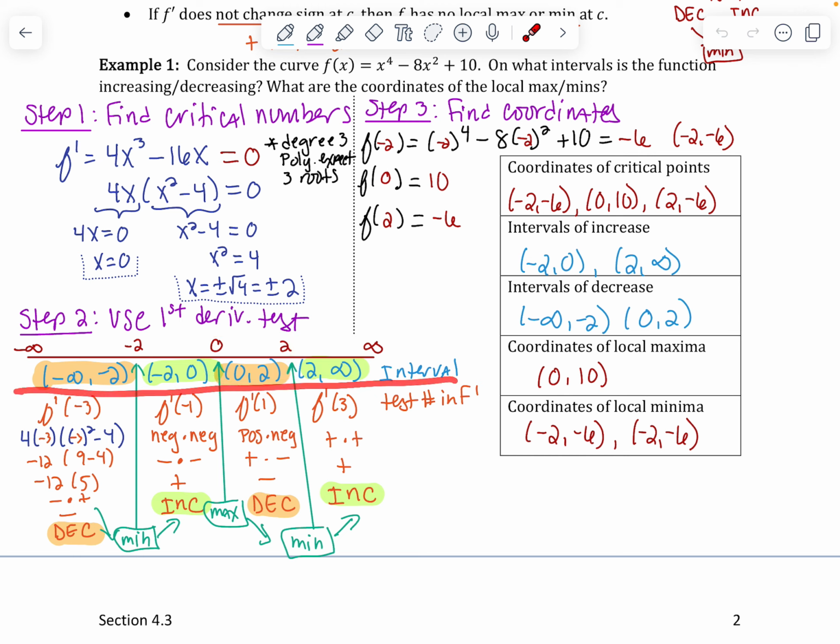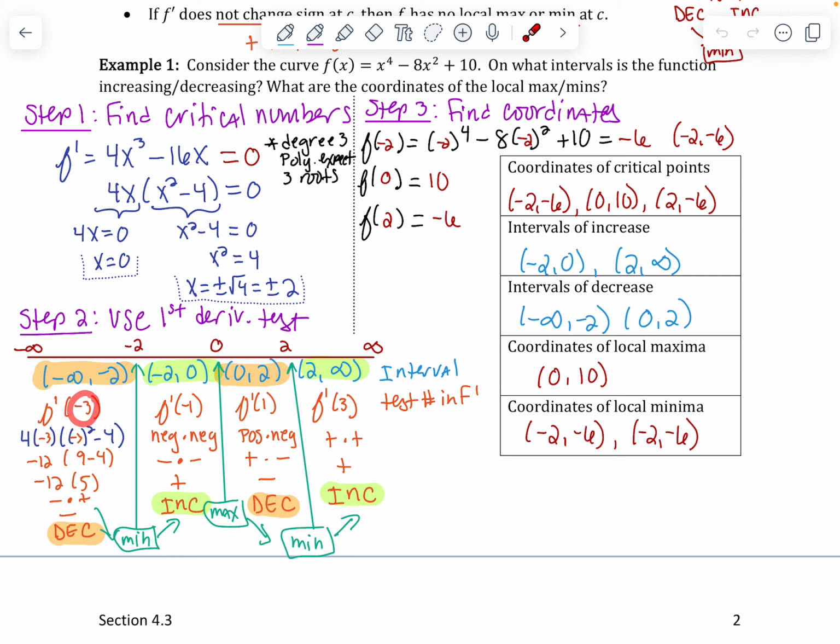After finding my intervals, I want to test some number within each interval in the derivative. So it's important that I have my f prime where -3 is in my first interval, -1 is in this interval, +1 and +3. I lucked out, I got whole numbers. You may have to choose decimal numbers. Now, ultimately, if you remember, we just care about being greater or less than 0.